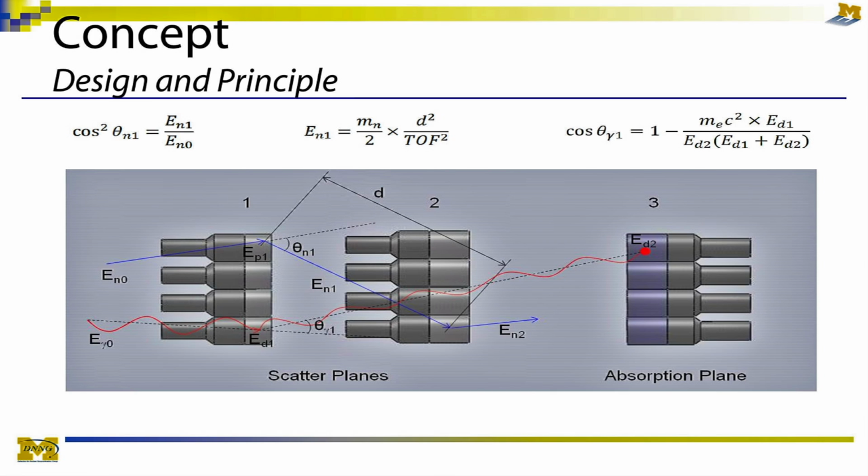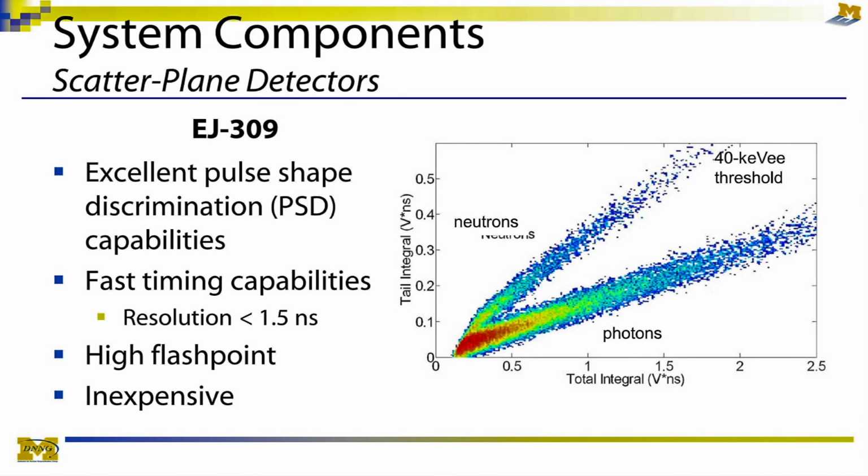And now, for the nitty-gritty of how our dual particle imager works. To determine the incident angle of photons upon our system, they must interact in one of our scatter planes, which are liquid scintillators, and be fully absorbed by our sodium iodide absorption plane. Neutrons, on the other hand, must scatter in each of the scatter planes to determine their incident angle. You may ask how our scatter plane can discriminate between photons and neutrons when they're traveling so quickly.